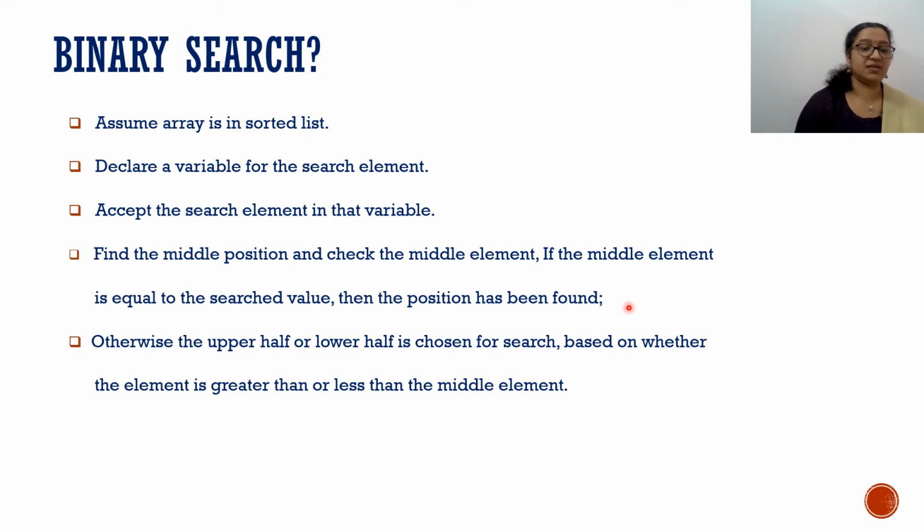Otherwise, the upper half or lower half is chosen for the search, based on whether the element is greater than or less than the middle element. If the element is greater than the middle one, we move on to the second half of the array, or the upper half. Or if the element is less than the middle element, then we check the first half, or the lower half, of that array. So this is called binary search.